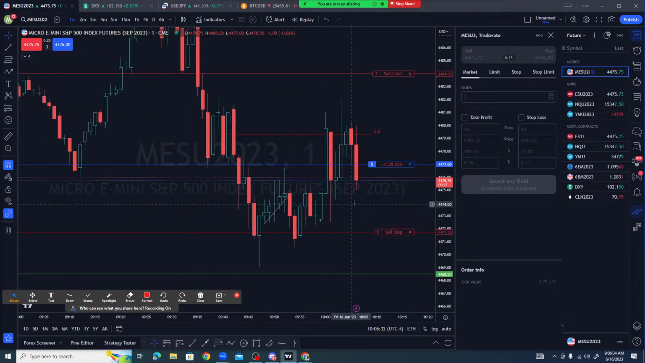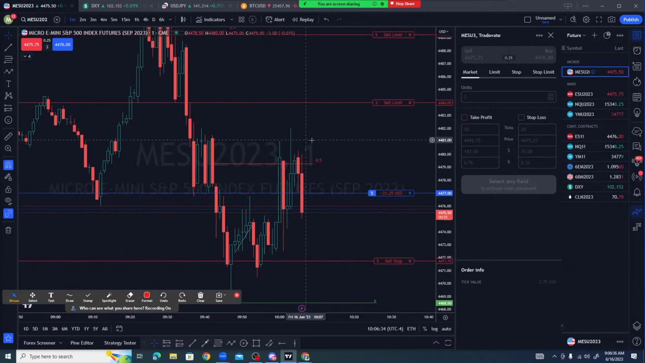Not a good move here. This could easily continue to dump, so I'm going to manage this out. If we get back up in here, I'm probably going to take it off, and let's see if we can get a move back up.